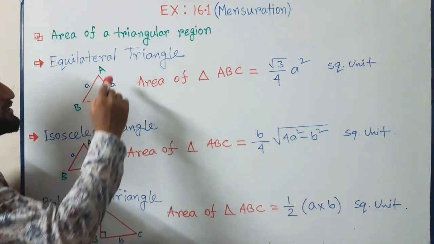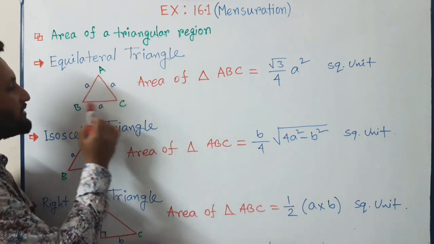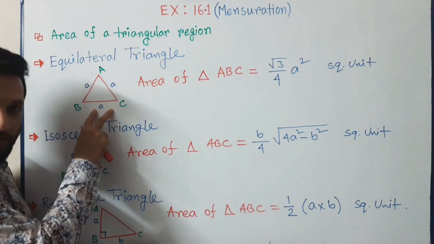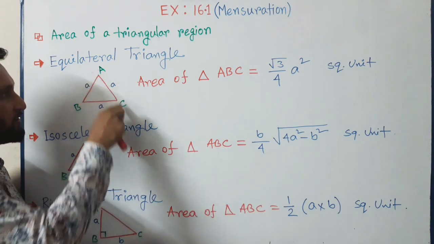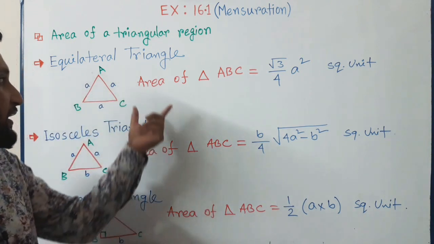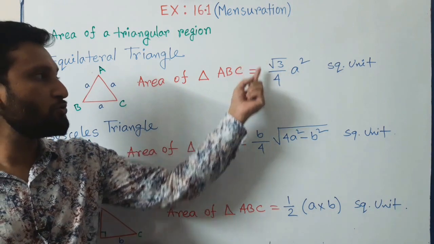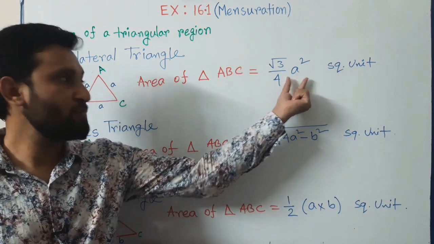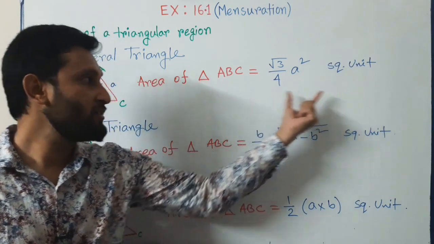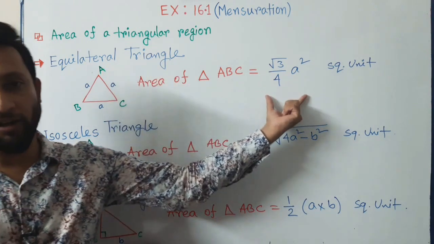Now the equilateral triangle. Equilateral triangle means in a triangle the three side lengths are equal. Suppose ABC is an equilateral triangle where each side length is A unit. That means the three side lengths are equal and each side length measures A unit. So the area of this equilateral triangle ABC equals root 3 by 4 A square. That means root 3 by 4 times one side square, and then square unit. This is the formula for the area of this equilateral triangle.